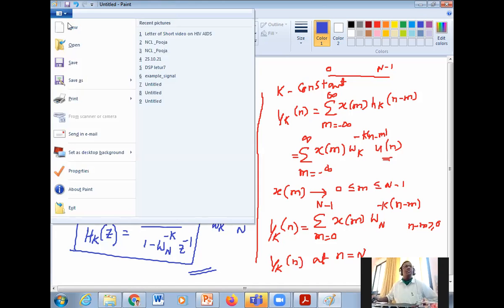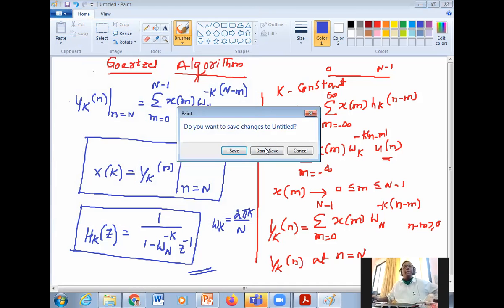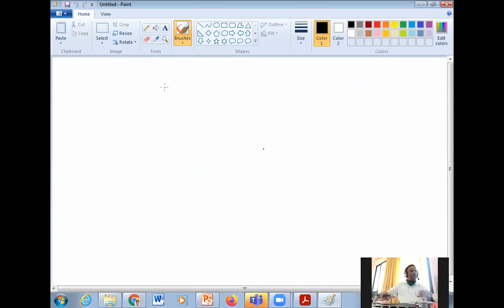So let us understand the example. First, note down the example for the sequence x of n. Let me write a question here. Example on Goertzel algorithm: for the sequence x of n, this sequence is 2 0 2 0.